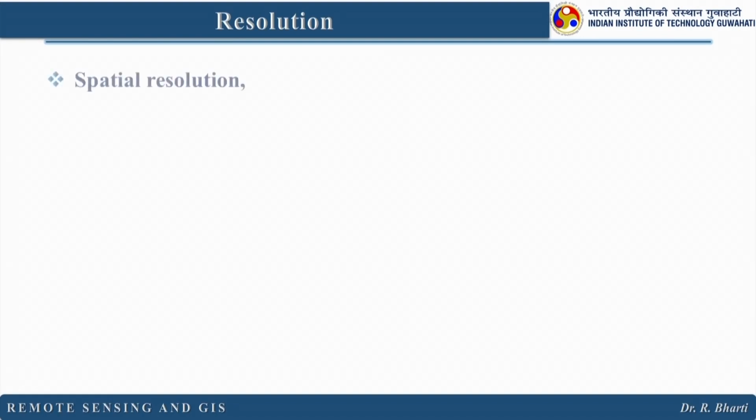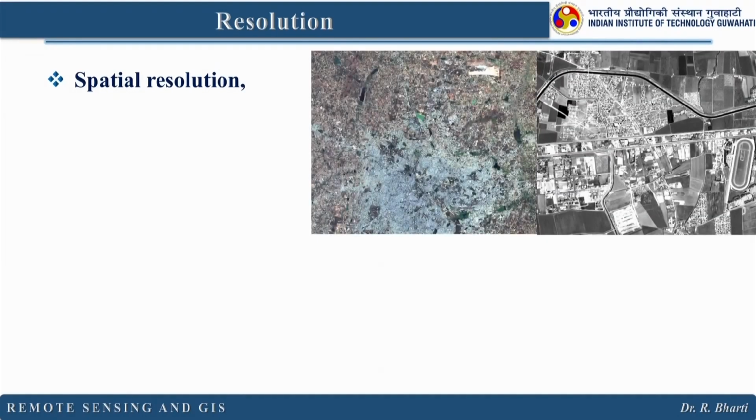Now we have also covered resolution, so briefly let's go through it. Spatial resolution basically defines the size of the pixel in your image. If a pixel of your image covers a larger area on the ground, that means it is low spatial resolution data. If a pixel on the ground covers a smaller area, that means it is a high spatial resolution image. In this case, this is high spatial resolution, and this is low spatial resolution.